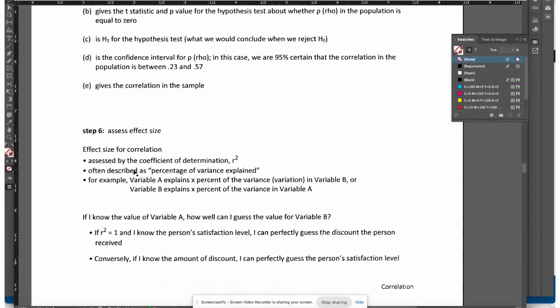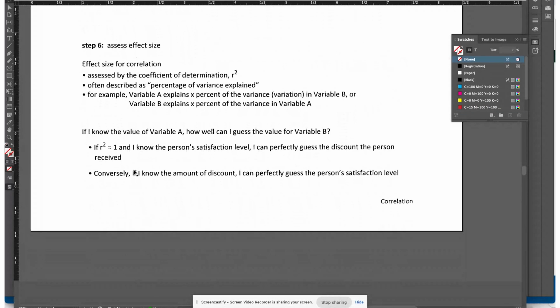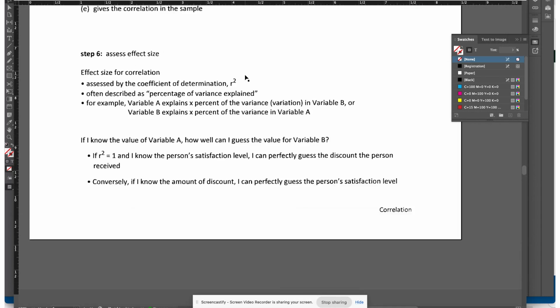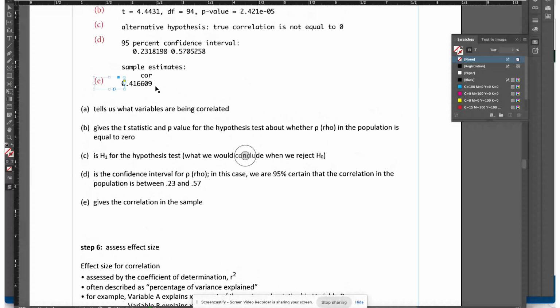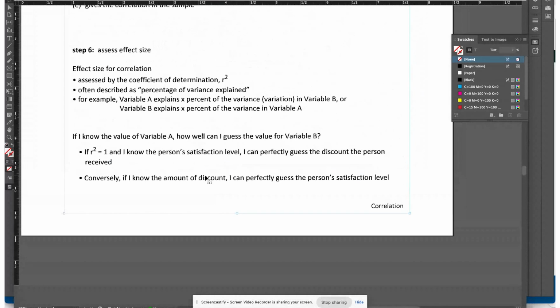Our next thing we've got to do is assess the effect size for correlation. And this is assessed by the coefficient of determination, R squared. I guess somebody decided coefficient of determination sounded cool, so here we are. And yeah, as you can see there, it's just squaring this R that we were given. It's often described as the percentage of variance explained.